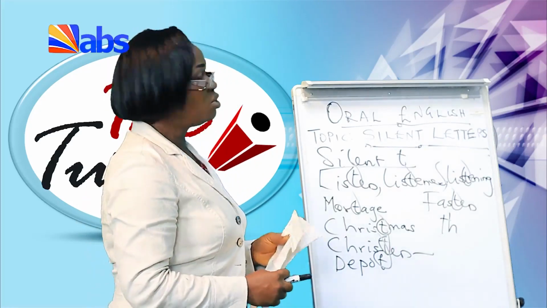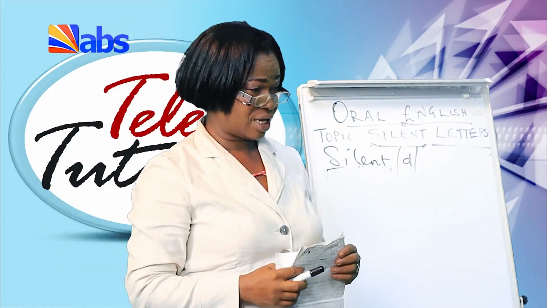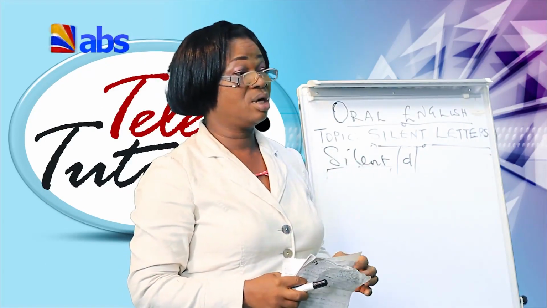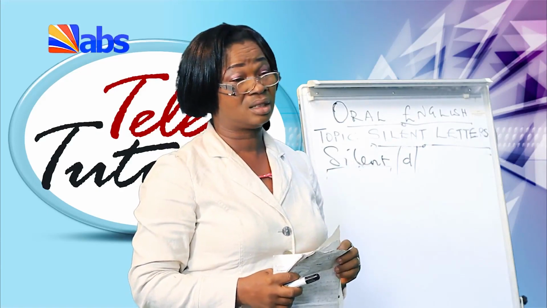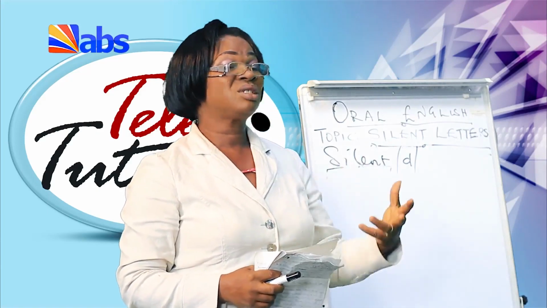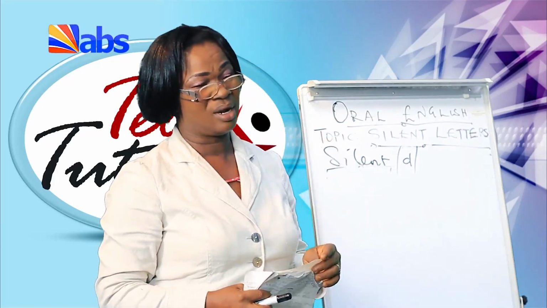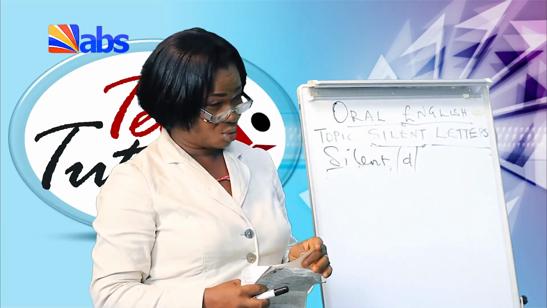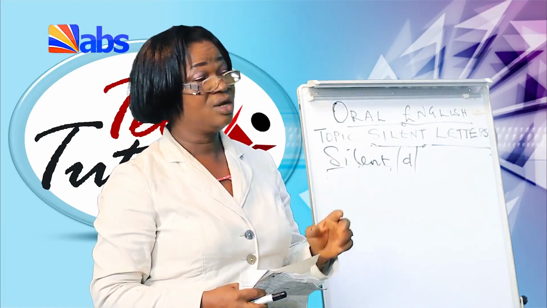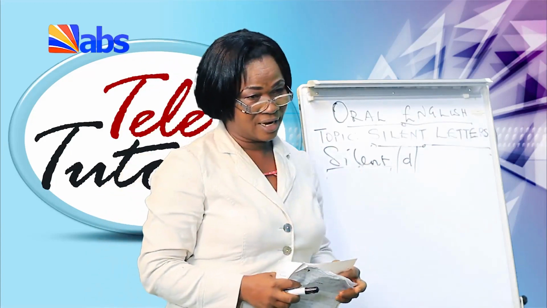Permanently. Then we move to silent D. There are words in English that have D in the spelling, but the D is always silent. When you use the D in such words, it means that your pronunciation will be faulty. It won't be pleasing to the ear. People will not like the way you pronounce words. People will tend to look at you as an illiterate person if you don't pronounce the words well. So, we're talking about silent D.